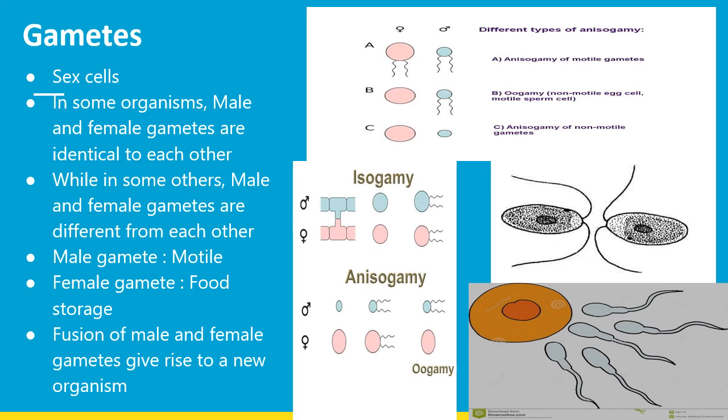In these pictures, you can see the different types of gametes: isogamy of motile gametes, and oogamy, that is, the egg cell and the motile sperm cells. Here you can see Chlamydomonas, where the male and female gametes cannot easily be told apart. Whereas at the bottom, the yellow one and the sperm that we could see are the human ovum and the human sperm. When the sperm is fused with the egg, we call it sexual reproduction.